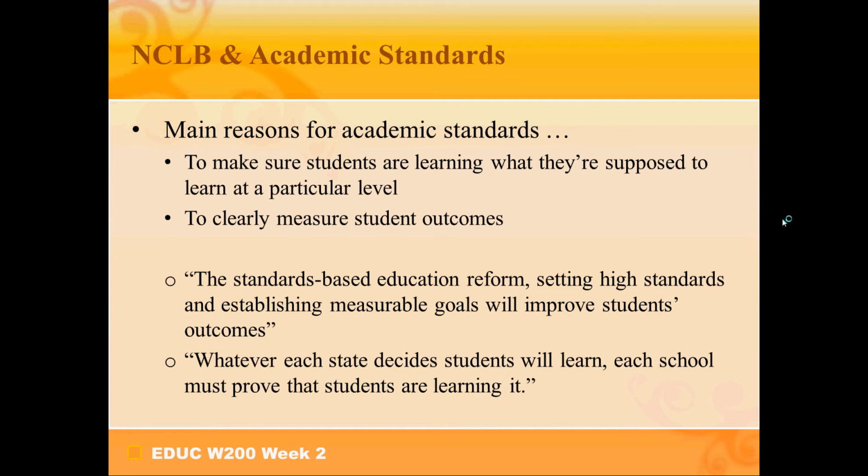The main reasons for having academic standards: one, it's to make sure students are learning what they're supposed to learn at the particular level. So we looked at Social Studies, Grade 7, Standard 1, History, Substandard 11, Japan. We have to make sure that the standards say that this is what the students have to learn. They have to learn these particular items for Japanese history in the context of the world.